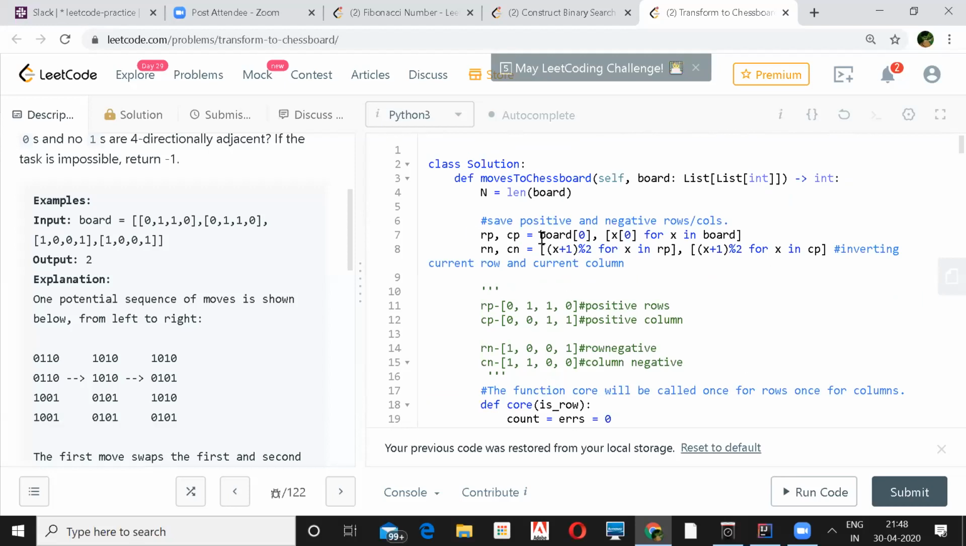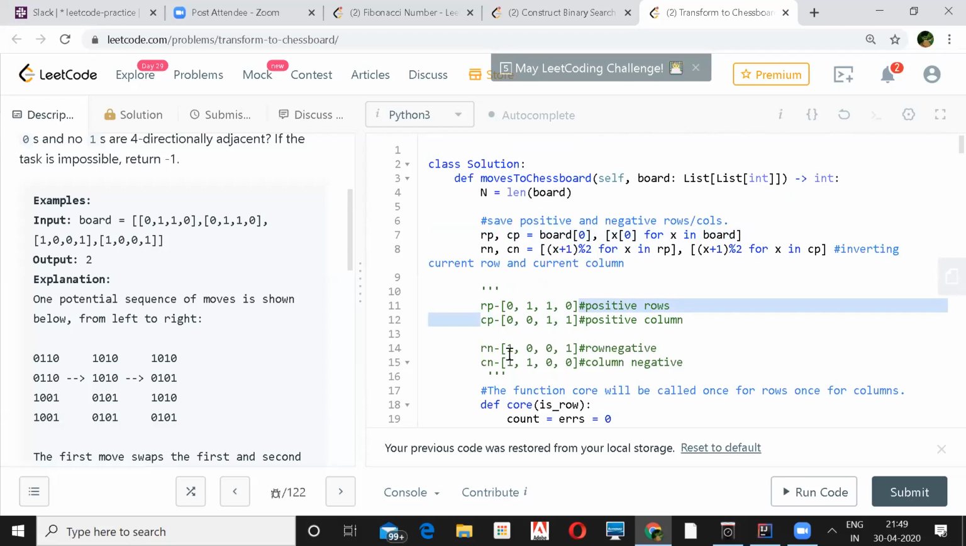I calculated all the positive and negative rows. This part is for calculating all row positives, like 0, 1, 1, 0, and this is for your columns. And just for calculating the negative, I'm adding 1 to each of the elements and taking the mod of it. So if it is 0, 0 plus 1 will be 1, and you take the mod of it, it will be 1.